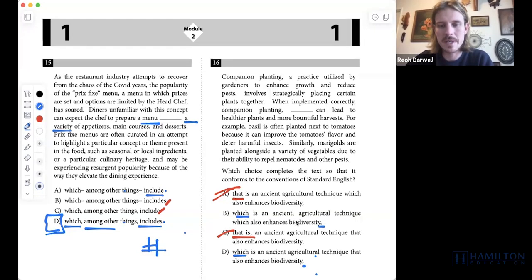So it's our difference between B and D. Well, B has this comma between ancient and agricultural, but it isn't an ancient technique and an agricultural technique. It is an ancient agricultural technique, right? The noun is agricultural technique, and ancient is the adjective there. Agricultural is not an adjective in this case, which leads us to seeing that D is our only correct answer that we could use for 16.